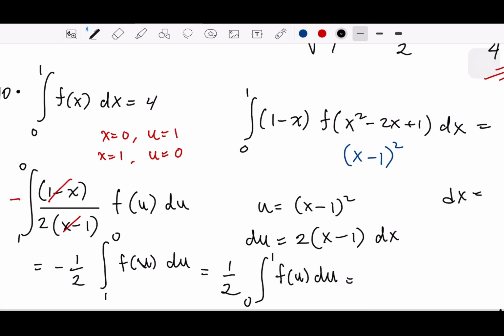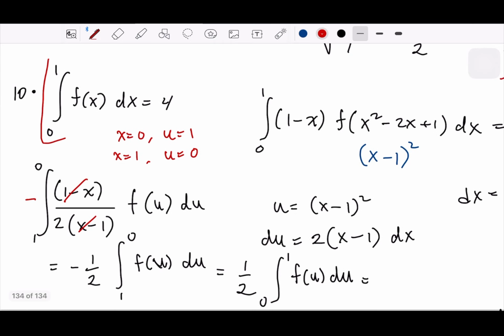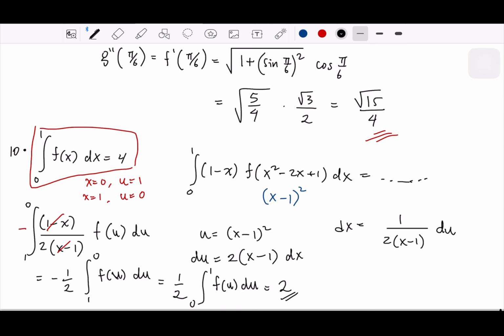And since we have this information that the integral of f(x) dx from 0 to 1 is equal to 4, then this will be just 4 divided by 2, so it's 2. Okay.